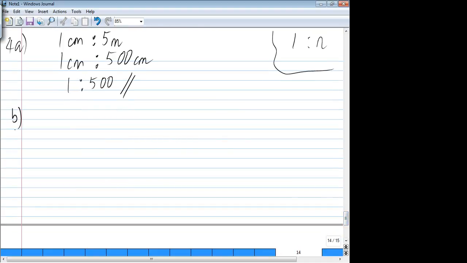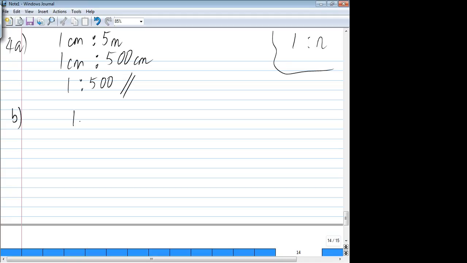Now part B. We have a rectangle measuring 5.5 centimeters by 2 centimeters on the map. Find the actual area of the garden. Do we have a scale for the area? Do we have the ratio of our area yet? We don't. We only have the ratio for the length. So I need to create my ratio of area. We are going to do that from the ratio of the length, alright?